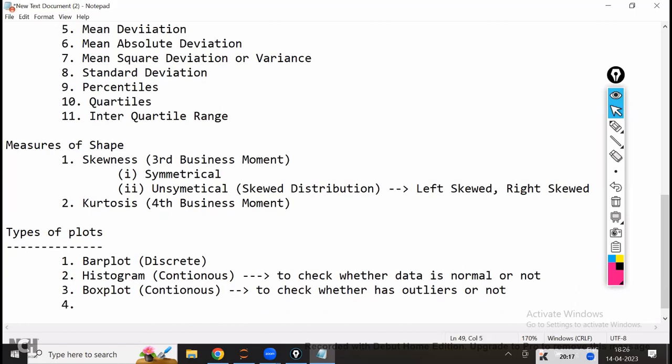For time series variable, we are going to use the line plot. Line plot is for the time series variable. For time series, we use the line plot, right? Is that clear?